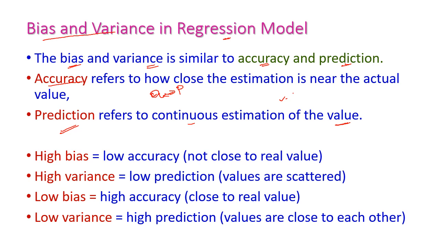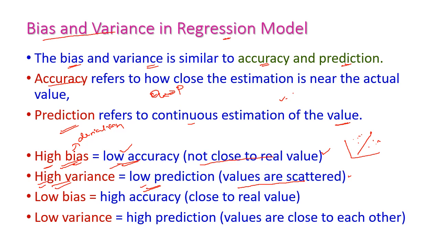Now, the bias, high bias. High bias means low accuracy. Okay, bias means deviation. If the deviation is high, then accuracy will be very low, isn't it? So that is not close to the real value. That is the original value. Then high variance. High variance is equal to low prediction. Okay, if the variance is high, then prediction is low, that is, values are scattered. They will not lie on the regression line, they may be scattered anywhere else. So this is called variance.